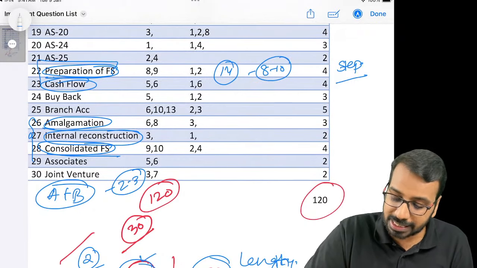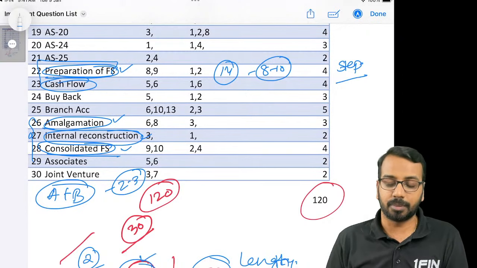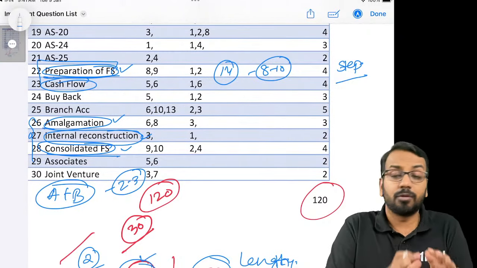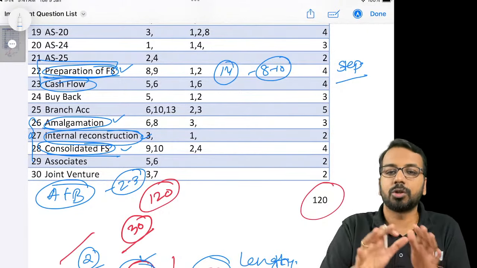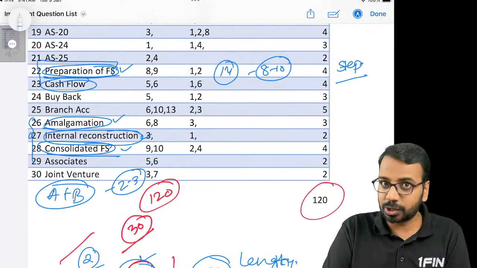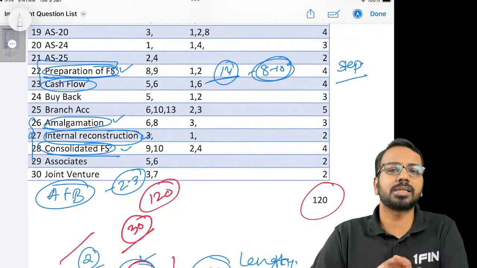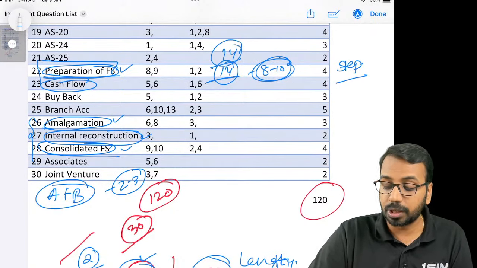So don't escape or ignore these types of questions which come in the examination, right? If it's a preparation of financial statements question, properly, carefully, calmly take up the trial balance, plot the items into P&L, balance sheet, and notes to accounts, and take care of all the adjustments. If that is done, out of 14, 8 to 10 is possible. And if you have done it reasonably well, 14 out of 14 is also possible.